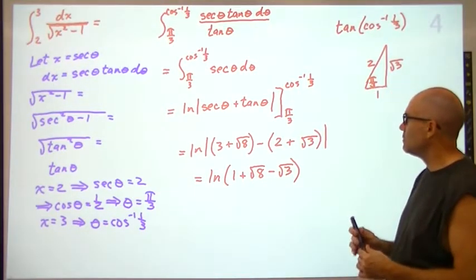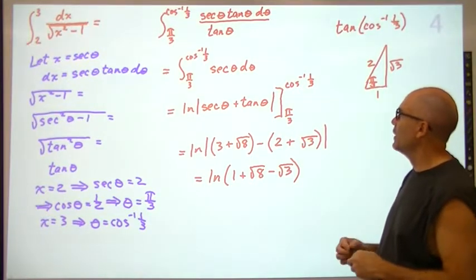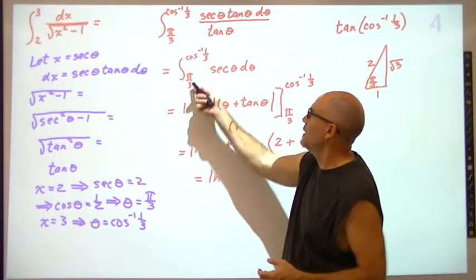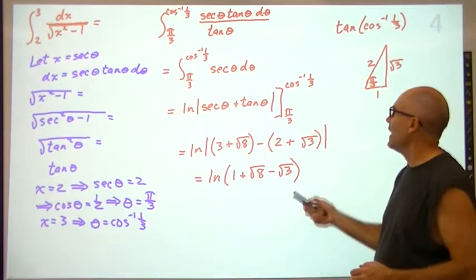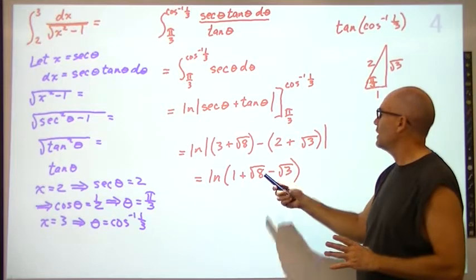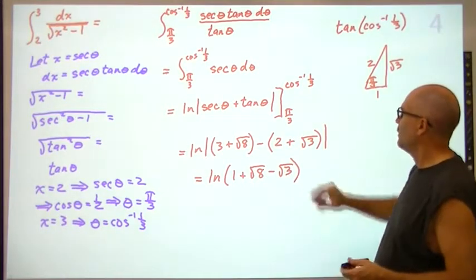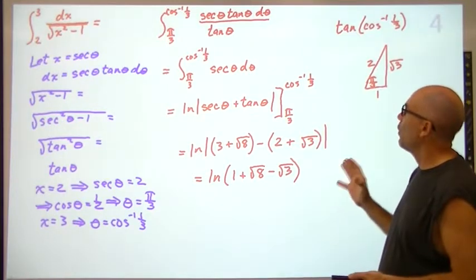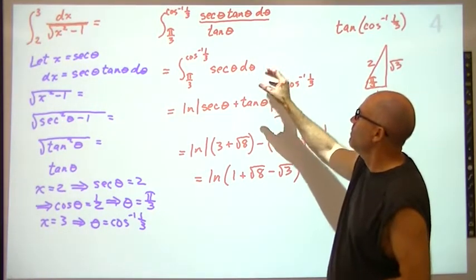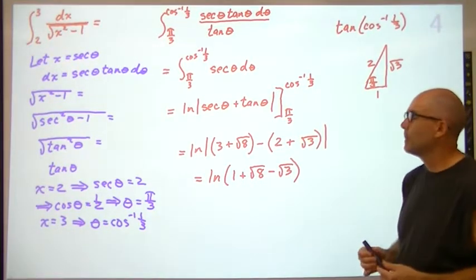So notice also, since we had limits of integration, we switched the limits of integration to thetas. Once we have that, we don't have to go back to x's again. We could go straight to the values right here. Now, if we wanted to, we could convert back to x's and we'd end up with the same thing. But that's it. All right.